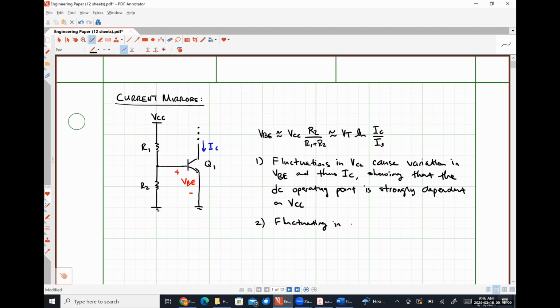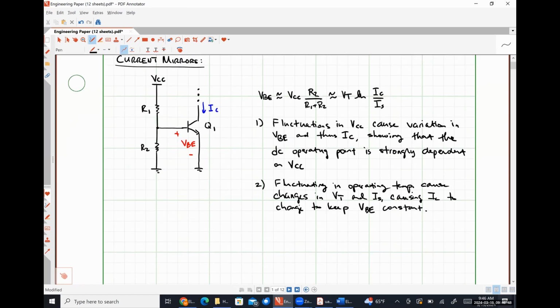The fluctuations in operating temperature cause changes in VT and IS, causing IC to change to keep VBE effectively constant, right? So now let's look at a MOSFET and see if it fares any better.